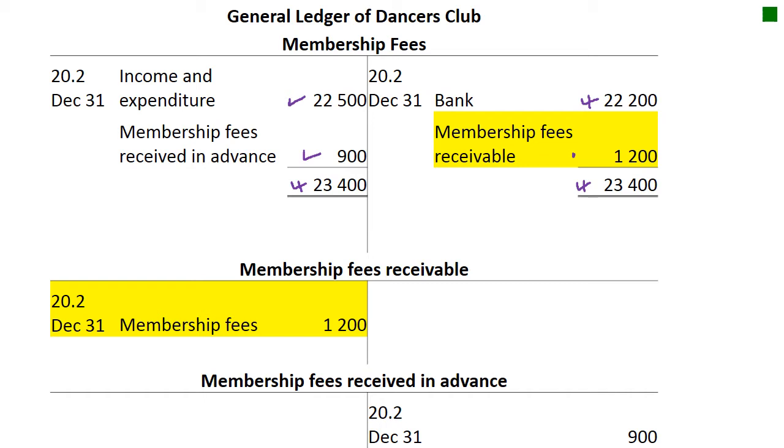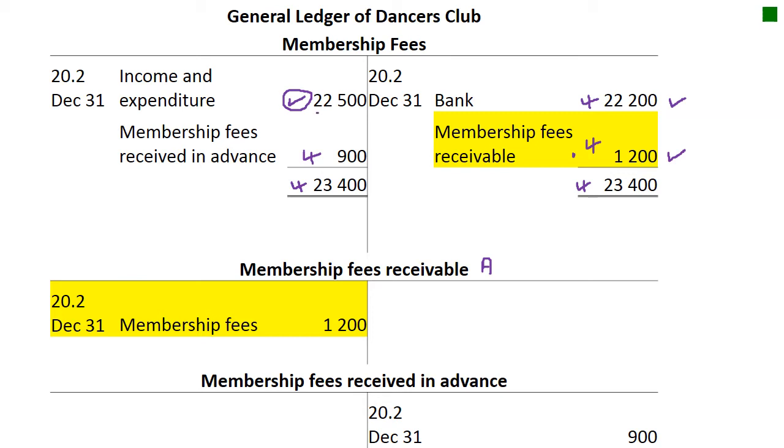So the journal entry that we would need to do is we will debit membership fees receivable, which is an asset. This is an amount that's due to us that hasn't yet been paid, and we'll credit the membership fees account, that's an income. So in this membership fees account, we now have the money we've physically received in the bank account, plus the amounts that haven't yet been paid. Then we've subtracted from that the amounts paid in advance, and the difference of 22,500 is what goes to our income and expenditure account. Let me just say that again.